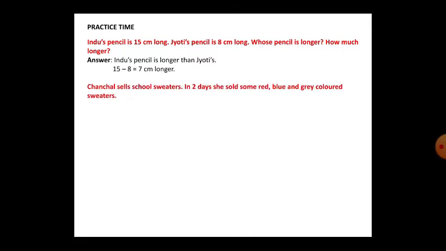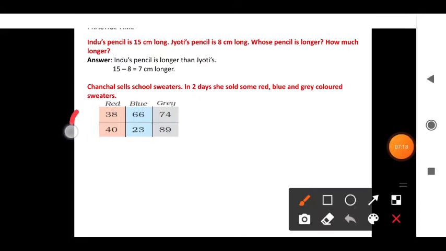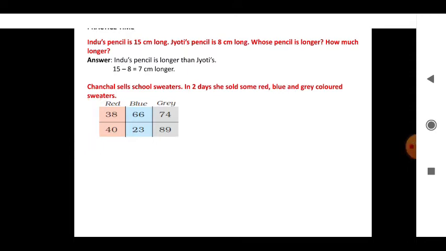Chanchal sells school sweaters in 2 days. She sold some red, blue, and grey color sweaters. See here, Chanchal is selling some sweaters in 2 days. In 2 days she sells the sweaters. That is different colors of sweaters she sold. That is red, blue, and green color sweaters she sold. They are given. See here, it is first day, and it is second day. First row is first day and second day.